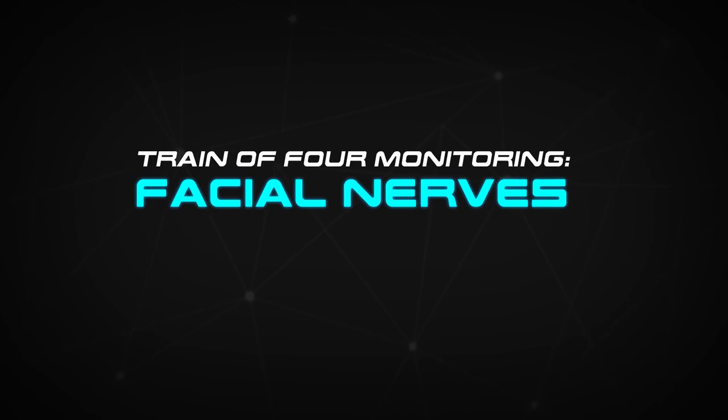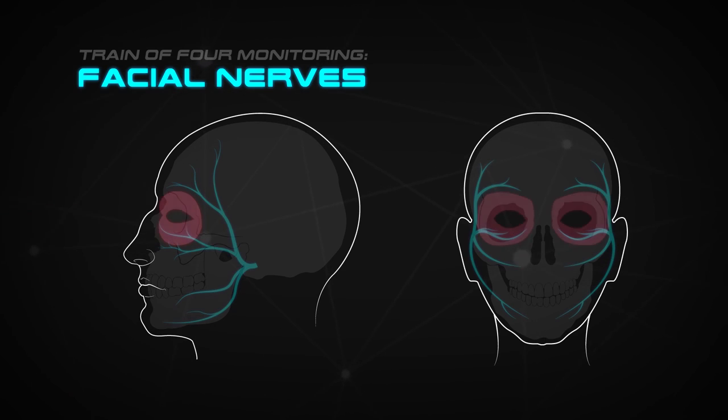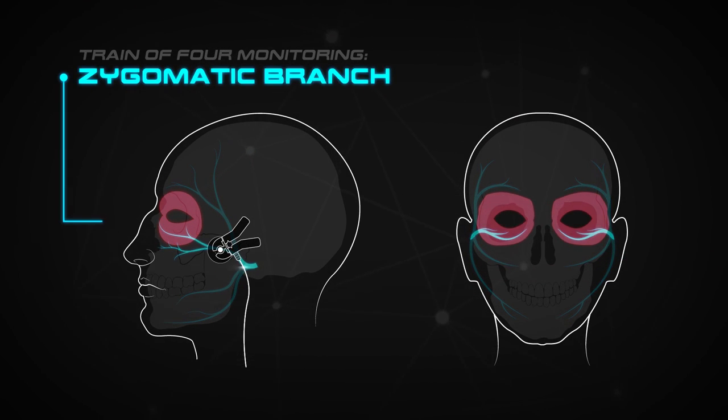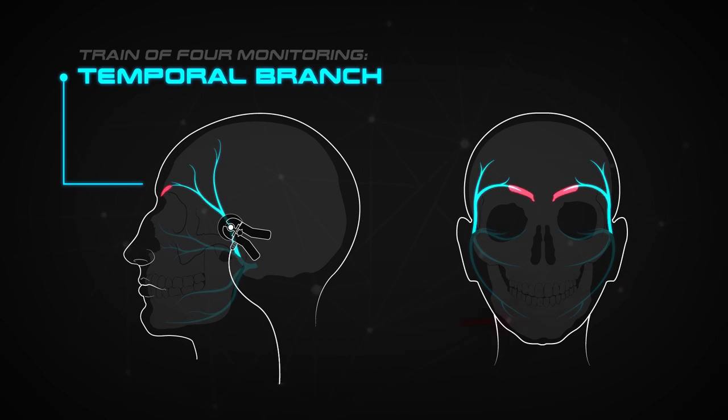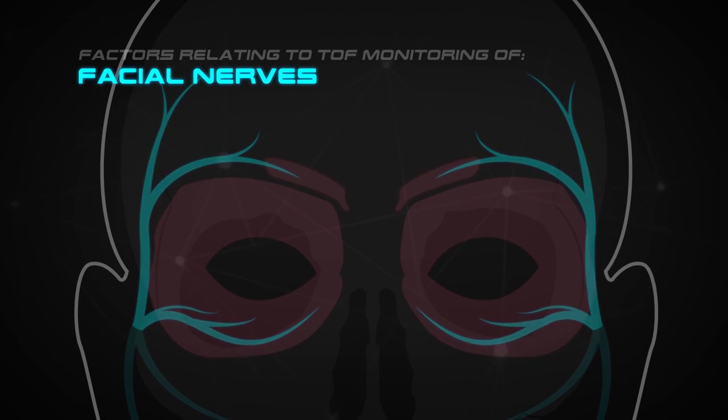Train-of-four monitoring of the facial nerves. When performing train-of-four monitoring on the face, two branches of the facial nerves are usually utilized, namely the zygomatic branch resulting in the activation of the orbicularis oculi muscle and the temporal branch resulting in the activation of the corrugator supercilii muscle. Factors relating to train-of-four monitoring of the facial nerves.